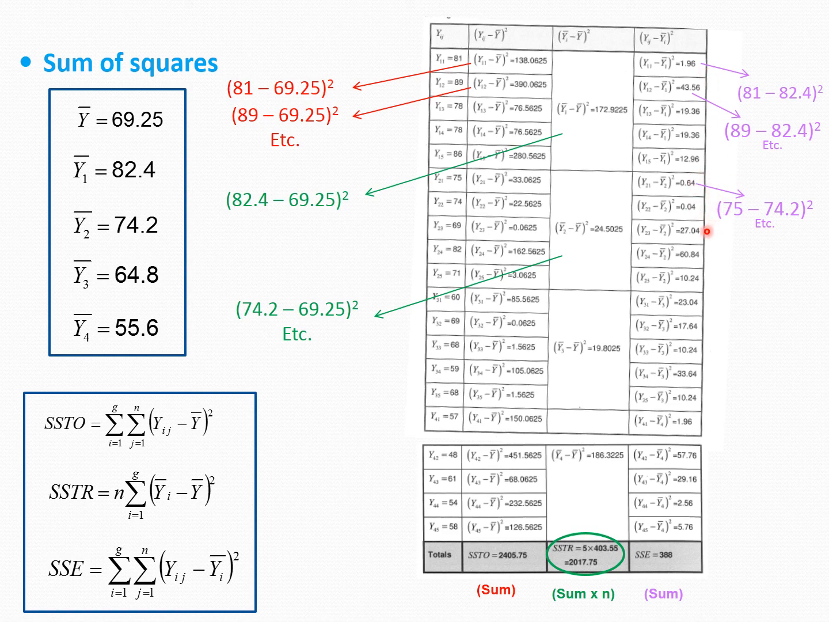Then for the second group, you will take your observation and you subtract the group mean for group 2 from that, which was 74.2. You square that value, you do it for all the other values in group 2. Then you repeat that calculation for group 3 and for group 4, and if you sum that column, that will give you the value of your error sum of squares.